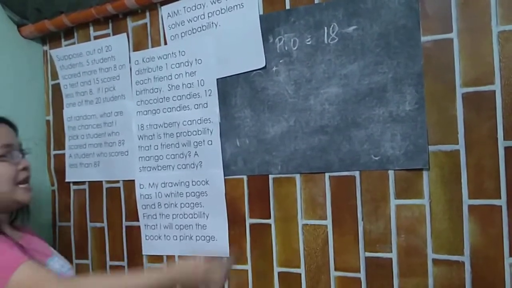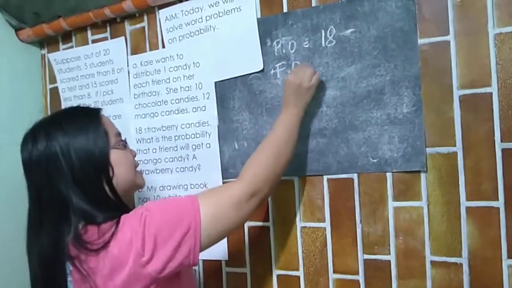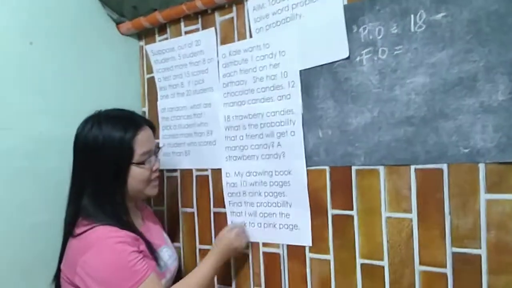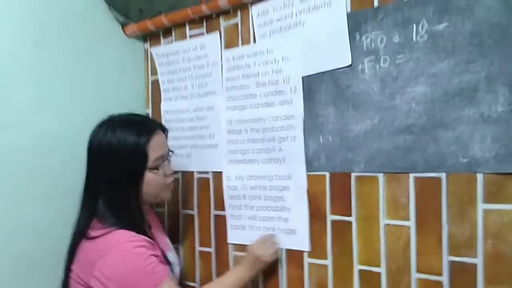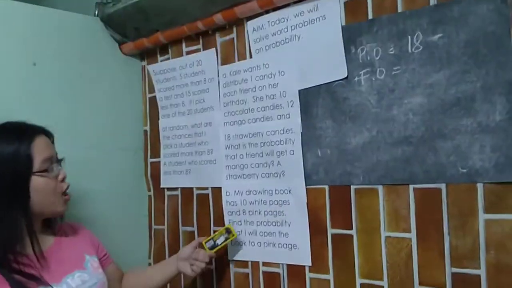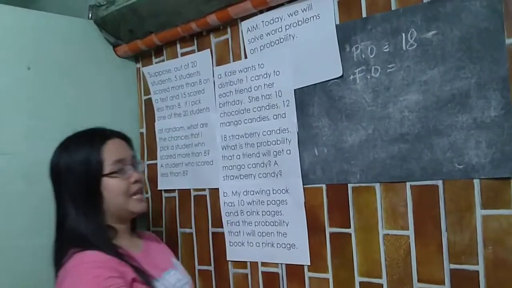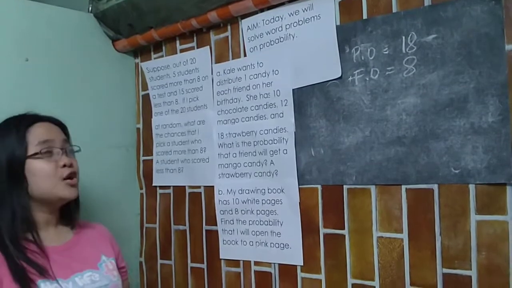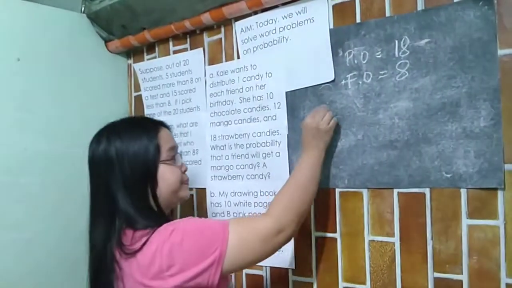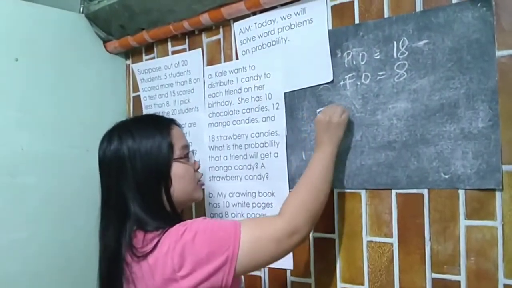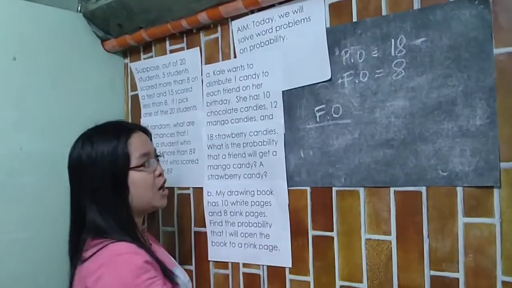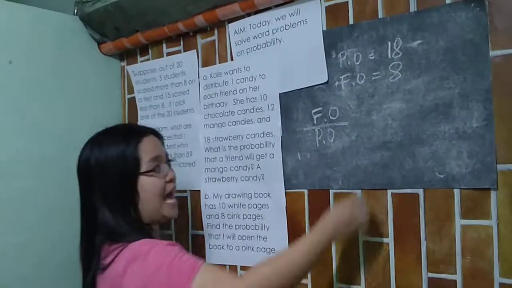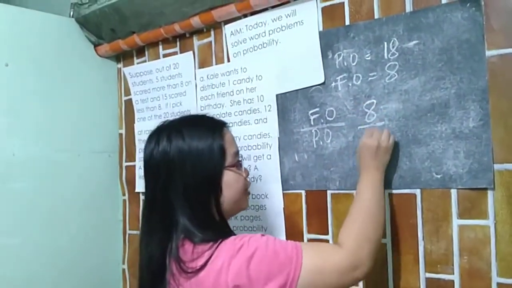Now, let's find out what's the favorable outcome. It says here, find the probability that I will open the book to a pink page. So how many pink pages are there? It's 8. So that will be our favorable outcome. So using the formula, the number of favorable outcome over the number of possible outcome, we will have 8 over 18.